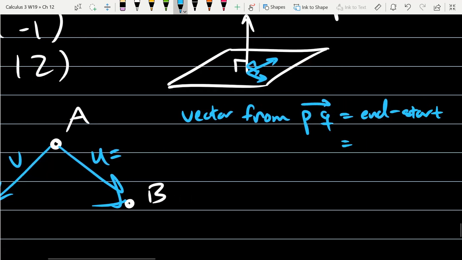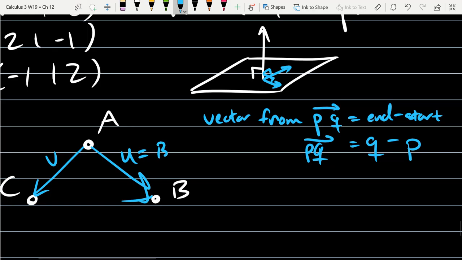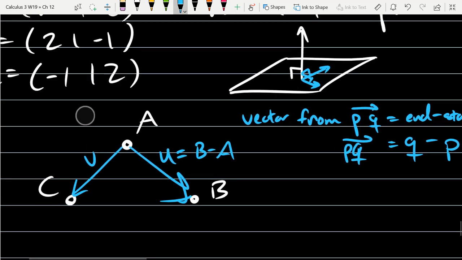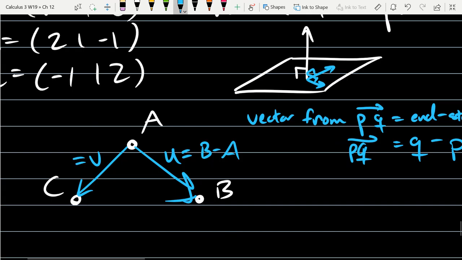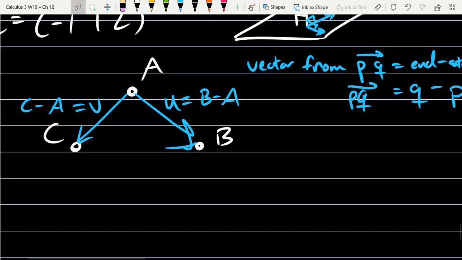Vector from P to Q, you'd write it like that. P to Q equals end minus start, which will be Q is the end, start is the P. So that's the vector PQ right there, Q minus P. So using that, end minus start, U is going to be B minus A, and V is going to be C minus A. All right, so compute U and V.